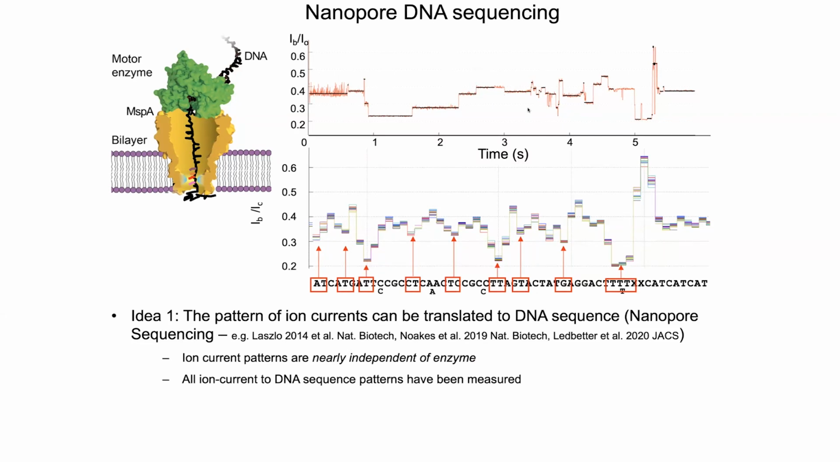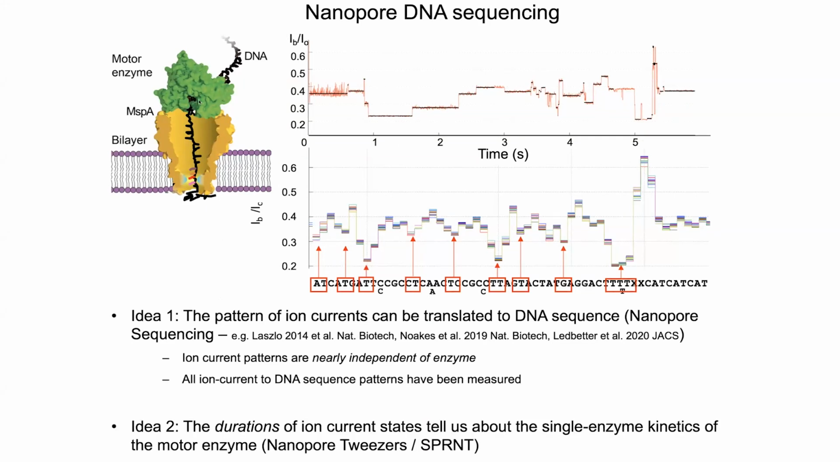You can use it to sequence DNA, but it's also a single molecule record of this motor enzyme's motion as it goes along the DNA. When we're doing this, we're measuring the enzyme's position as a function of the DNA bases. So we get a sequence-specific measurement of where the motor enzyme is along the strand as a function of time. You can really learn a lot about the kinetics of one of these motors.